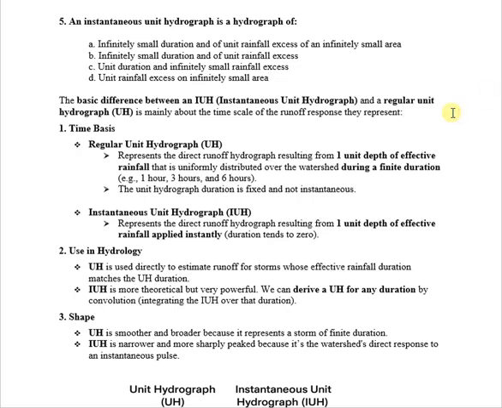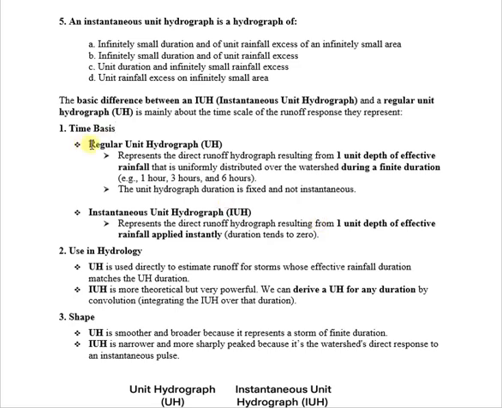So in general, a hydrograph is a graph that shows how the discharge or flow rate of a river or stream changes over time at a specific location. The basic difference between the instantaneous unit hydrograph and the regular unit hydrograph is mainly about the time scale of the runoff response that they represent.